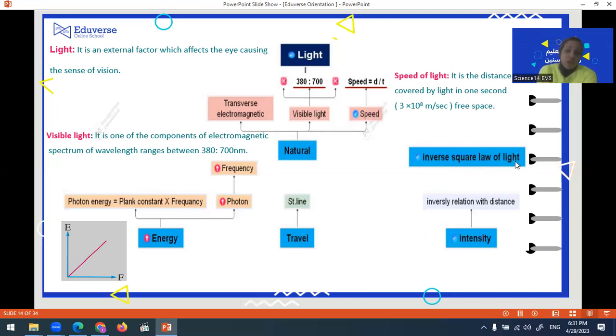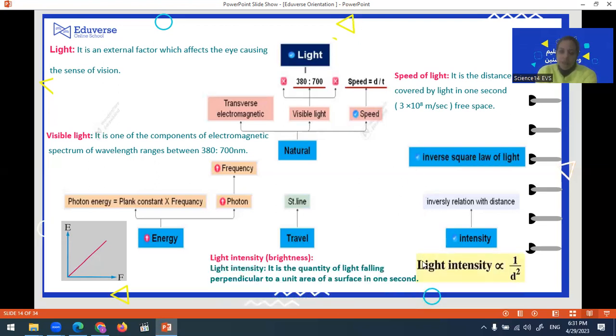The inverse square law of light, we talked about this law before, but we used the sound instead of the light. We have the intensity, the brightness of the light, which will be in an inverse relationship with the square of the distance, okay? And we call it the light intensity, not the sound here, but the light intensity, which is the brightness.